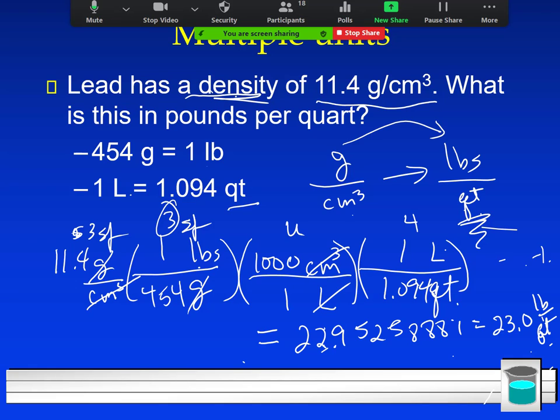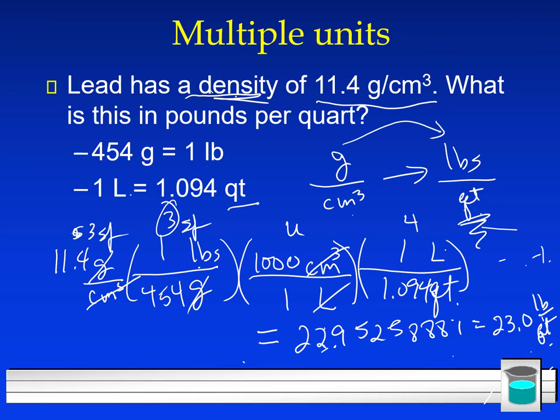And all dimensional analysis problems are just variations on this. Me talking about it shows you the basics, but the only way to get good at doing these problems is doing these problems. Right? That's the only way to get good at it, is to do them.